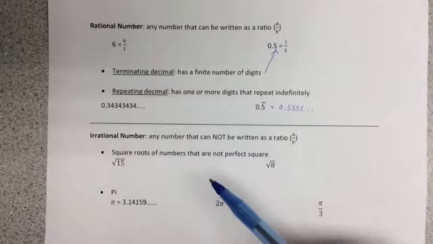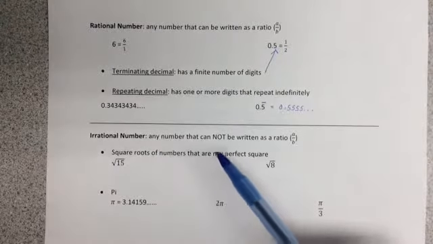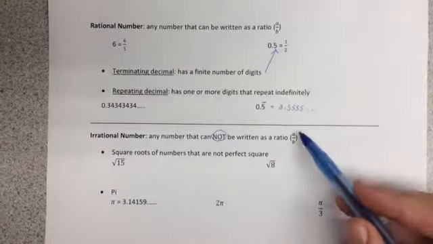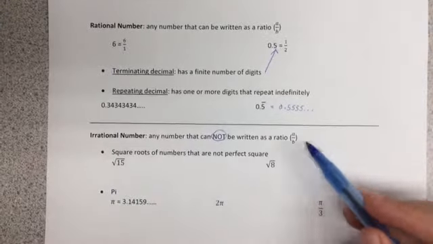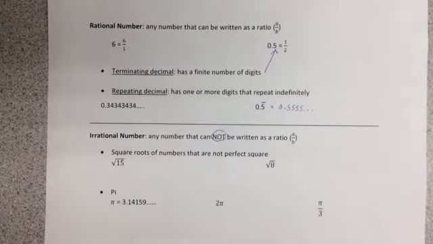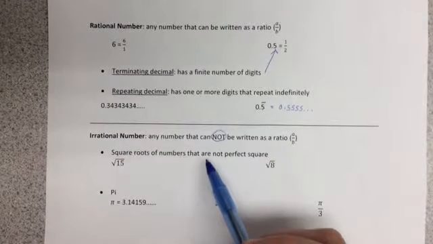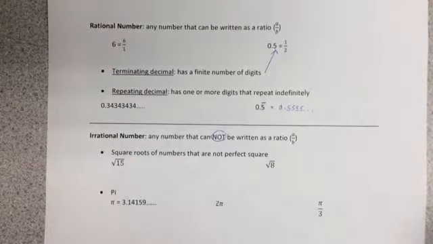Irrational numbers, you can think of as just being the opposite. They're any number that cannot be written as a ratio, which is just an integer a over an integer b. B can't be 0. So the types you will most likely see are the square roots of numbers that are not perfect squares, and then numbers that have pi in them.